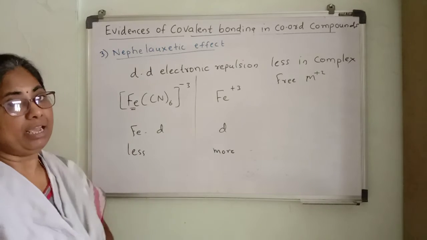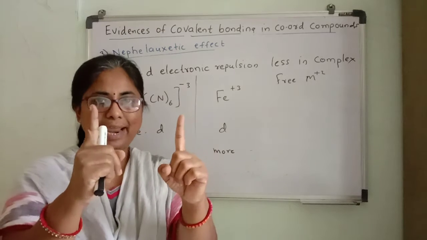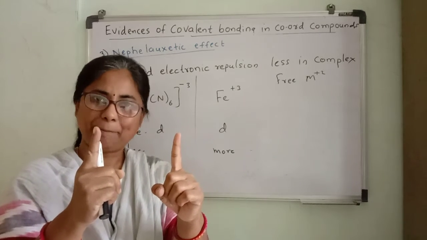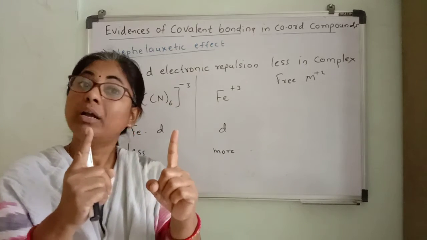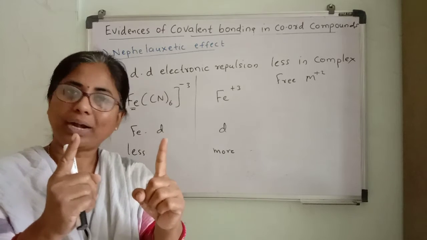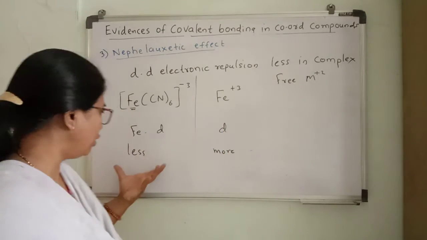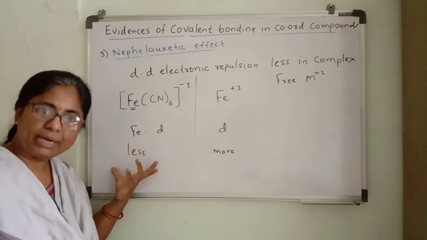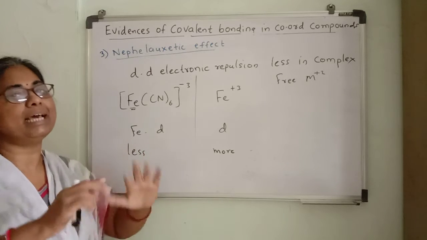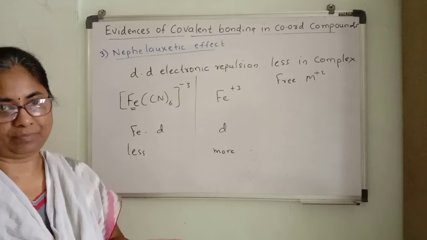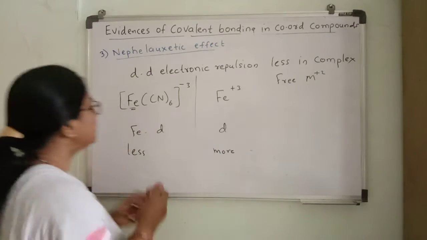Say two electrons are at some distance and there is a repulsion. If I want to reduce this repulsion, what can I do? I can increase the distance. So here also the electron repulsion is less because there is an increase in distance. So why does this distance increase?